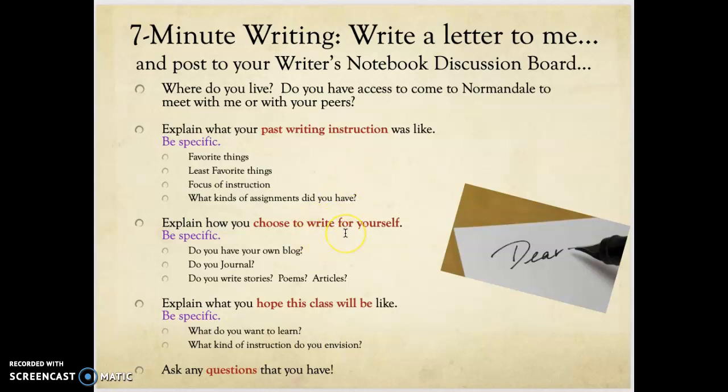What kind of writing do you do in your life right now? And what you want this class to be like. What do you hope for in this class? And then, of course, a place for you to ask some questions. So this purpose is for me to get to know you as a writer.